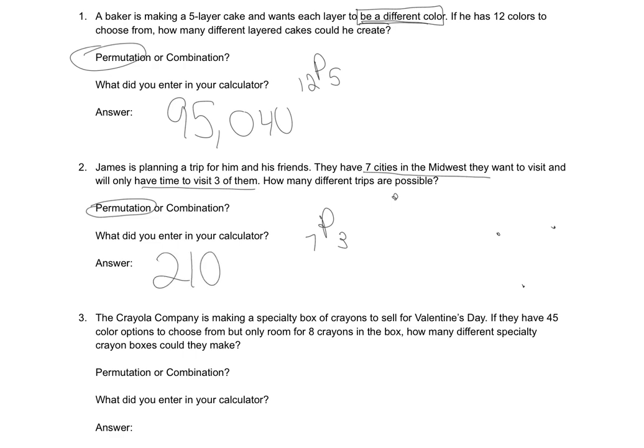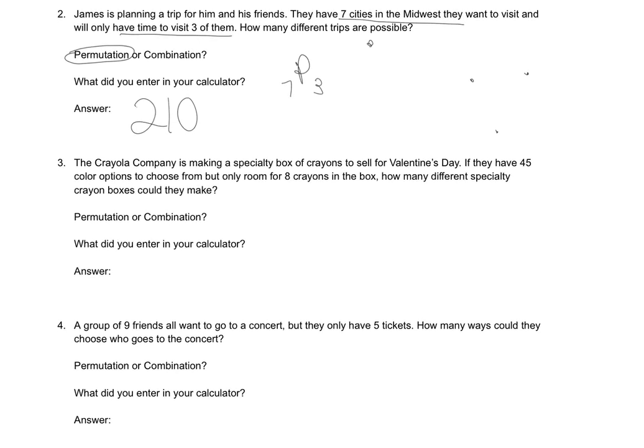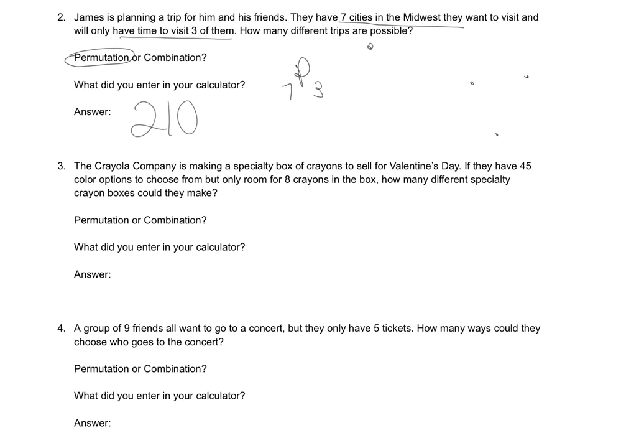Okay. Next one, the Crayola Company is making a specialty box of crayons to sell for Valentine's Day. They have 45 color options to choose from, but in their specialty box, they can only put 8. Okay, they're not 8 specific colors. Just because it's Valentine's Day does not necessarily mean they're picking pinks and reds. It's just 8 random crayons that can fit into this box, which means the order would not matter. And if the order does not matter, that makes it a combination.